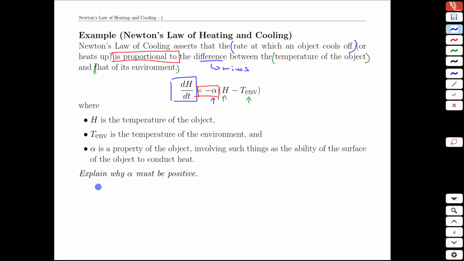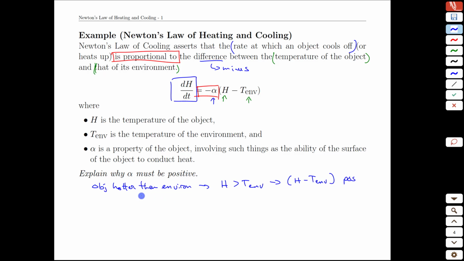Well, we have two real scenarios for heating and cooling. We have the object hotter than the environment as one possibility. What we're saying in all of this is that the temperature difference between the object and the environment is what drives temperature change. So let's look at the two scenarios, one where the object is hotter than the environment. That means that H is larger than T environment. And that means that the term in our expression here, H minus T environment, is positive.